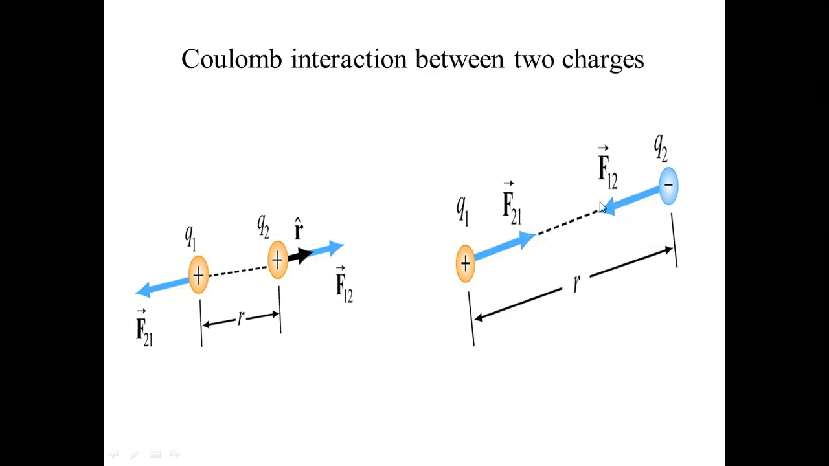So what does this F12 mean? It means the force on charge 1 due to charge 2. This is the notation we are going to use over here. All of you get it? Write it down. F12 means the force on charge 1 due to the charge 2. So this is one direction. This one is the force on charge 2 due to charge 1.